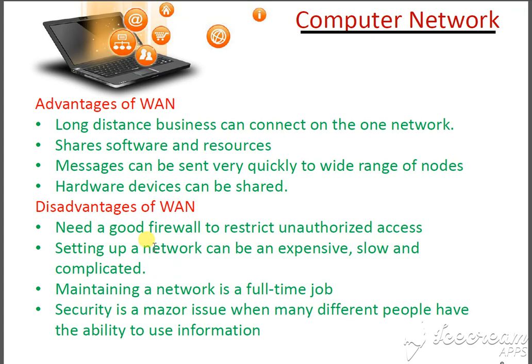Now disadvantages: need for a good firewall. Firewall means antivirus to restrict unauthorized access. Setting up the network can be very expensive, slow, and complicated. In India, we are saying 4G, but originally they are providing us a 3G system. So we are working with a very slow networking system.